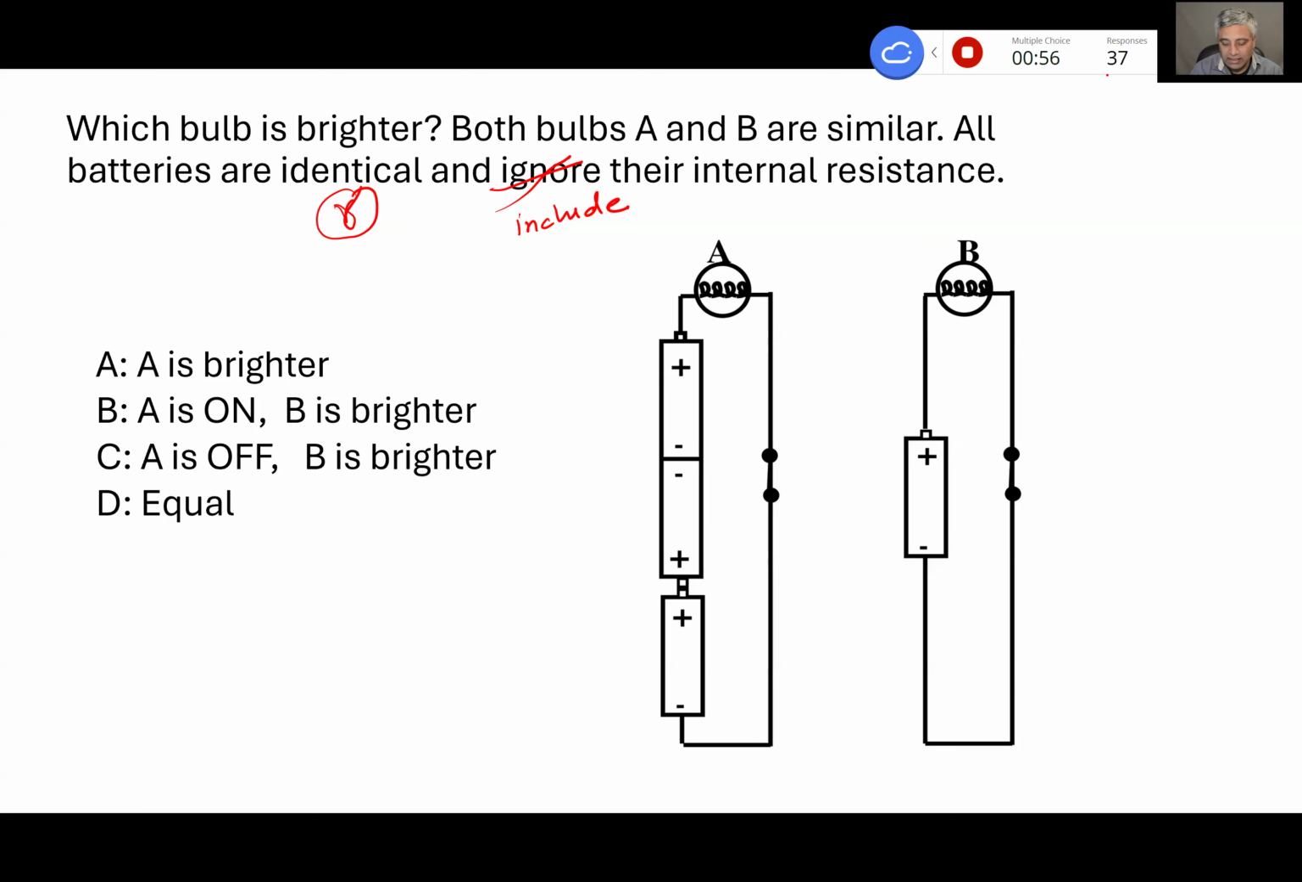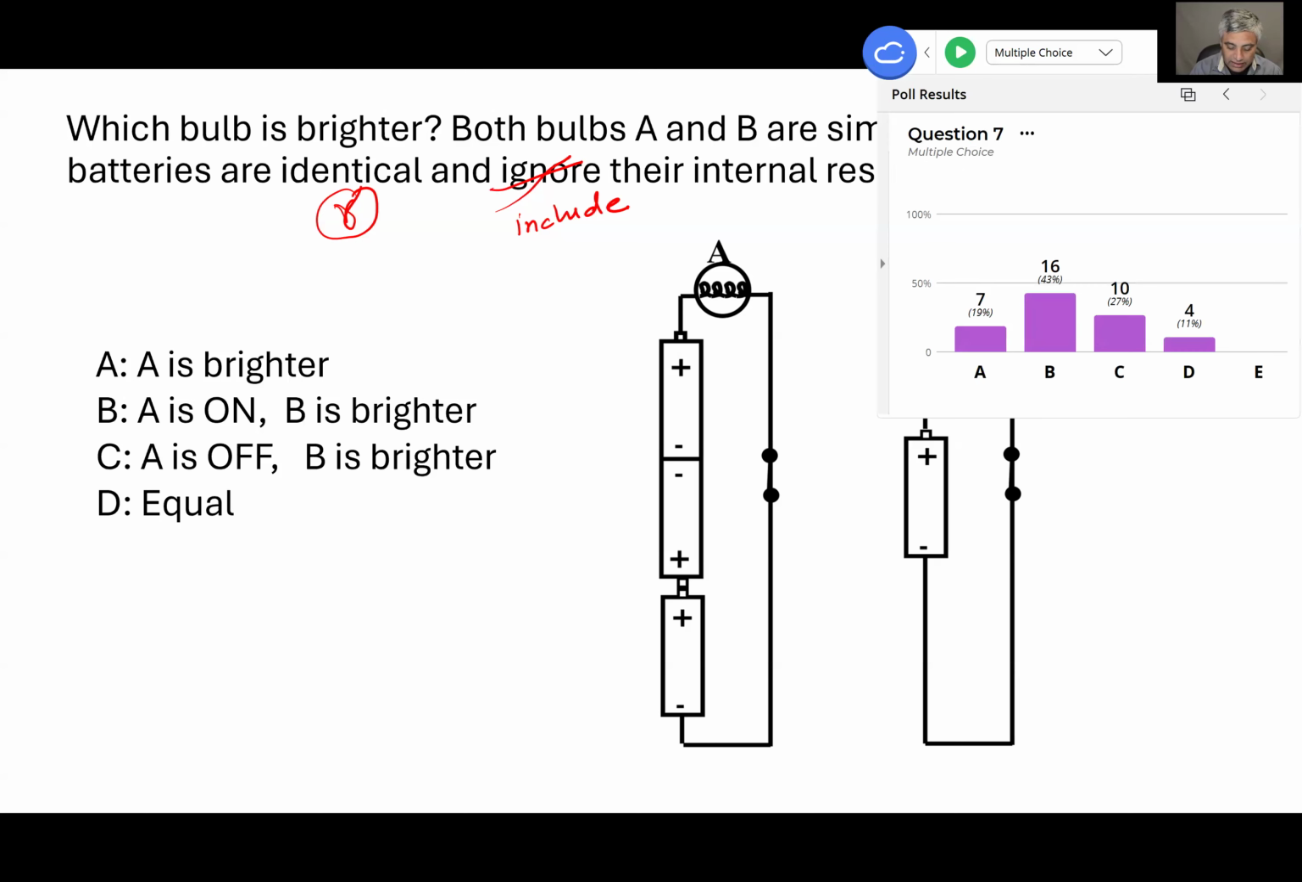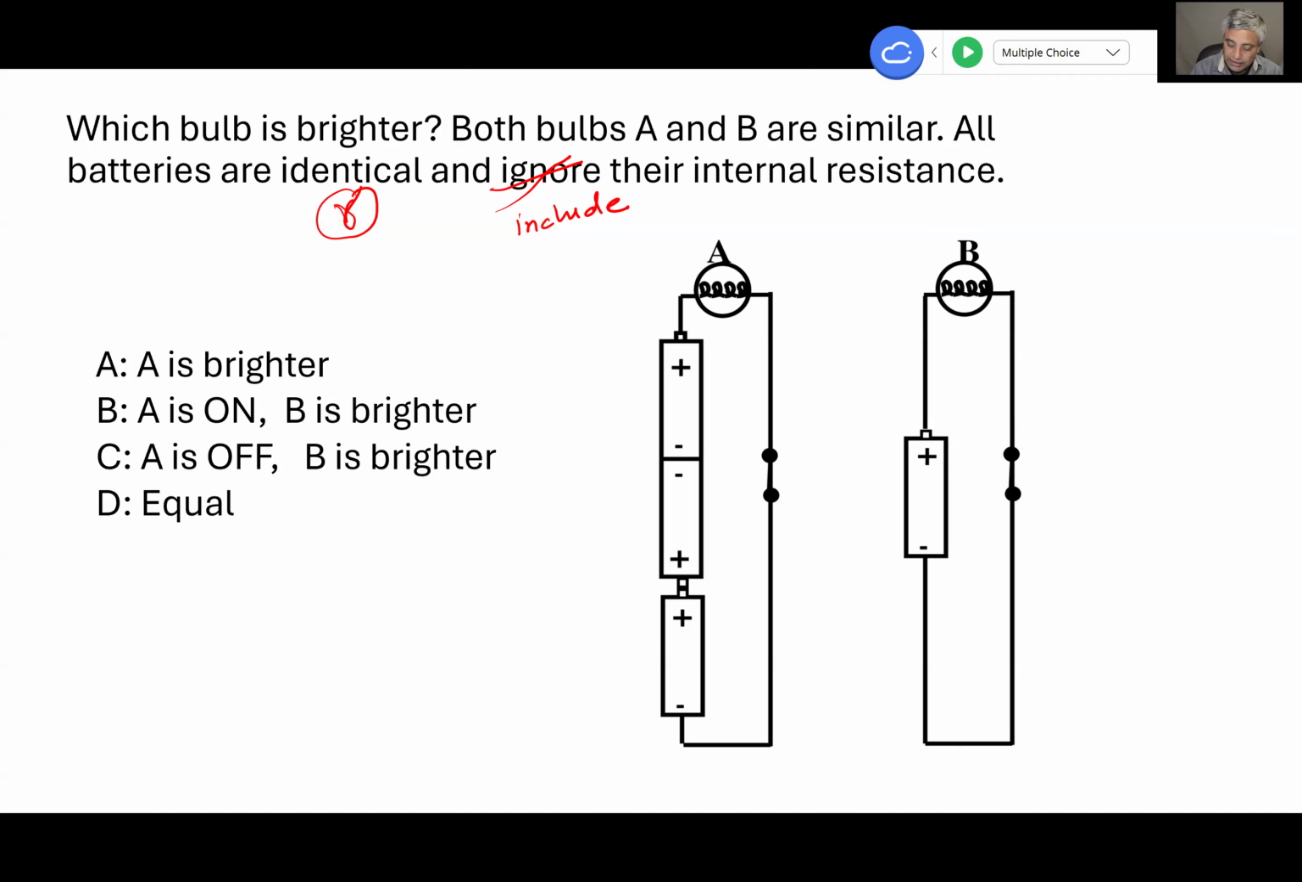Five more seconds. 5, 4, 3, 2, 1, and it stops. Let's see what we got here. Okay, B got a little bit more, but C there.